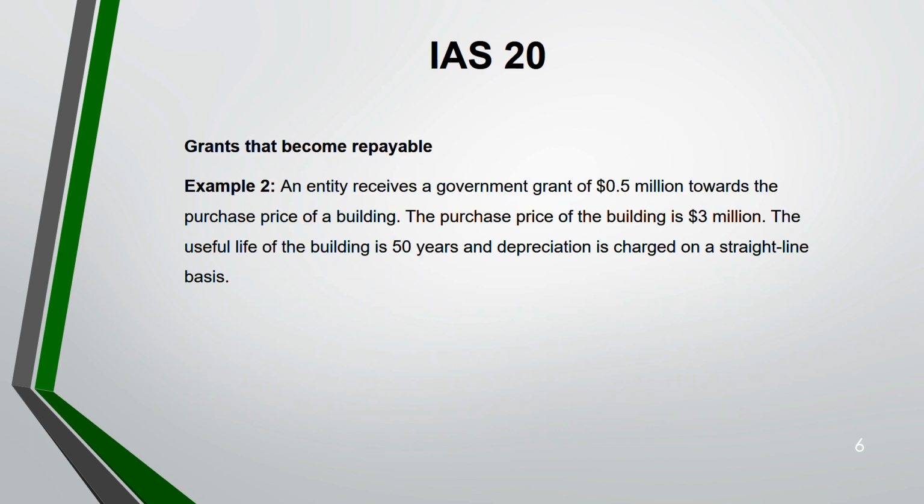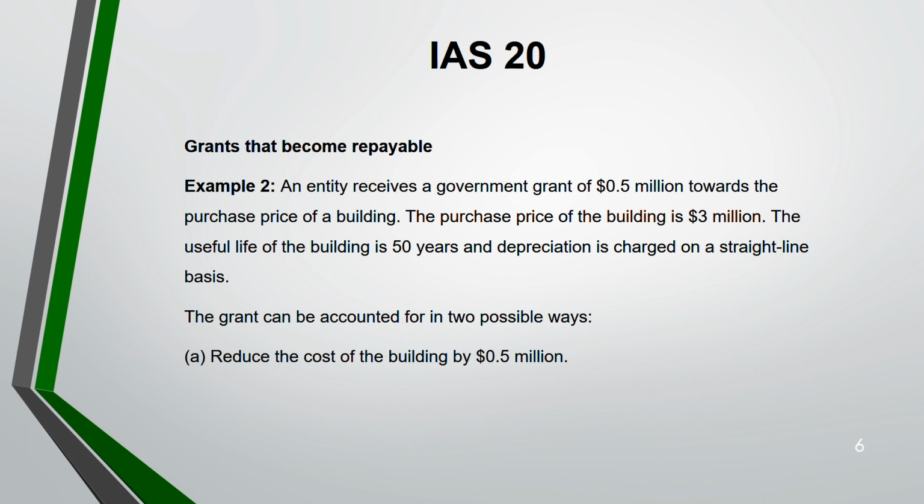Okay. Example 2. An entity is receiving a government grant of 0.5 million towards the purchase price of a building. First one was regarding a cost. Now this is about a non-current asset. So there are two ways. The purchase price is 3 million. Useful life is 50 years and you are going to depreciate it on a straight line basis. So the grant can be accounted for in two possible ways. See, these two possible ways are only when it's a grant towards a non-current asset. Okay, remember. For cost, it's only one way. You recognize it as a deferred income over the life of the grant.